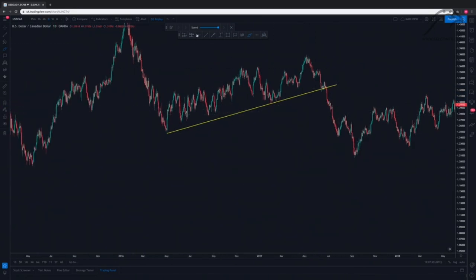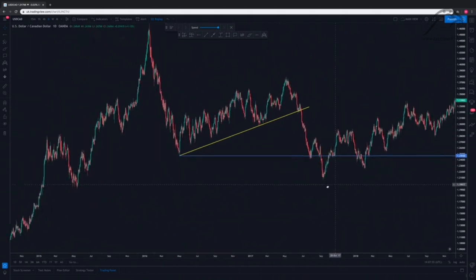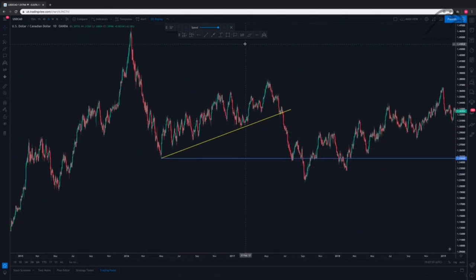Then what do we look at? We look at the beginning of the correction. So we could all agree, as I'm sure you all would, that this is the start of where this corrective structure started. So then what have we got? Well, imagine you sold this from here or from here or from here. There are multiple entries in this impulsive leg.